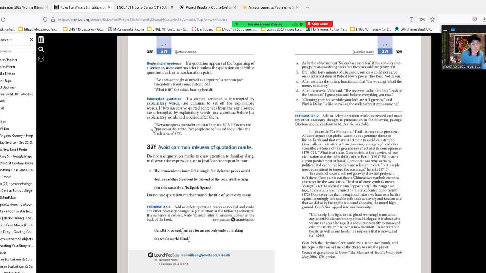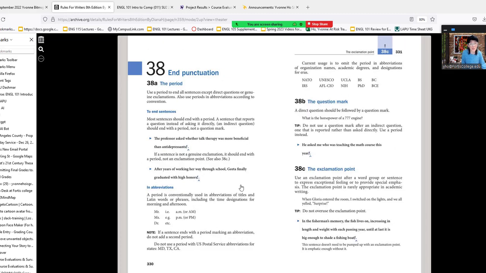So here you have a beginning quotation mark and an ending quotation mark to tell that this is what Bill Enkovich and Tom Rosenthal wrote. Then after that you put a period, and then you have, "yet people are befuddled about what the truth means." So that's how you would use quotation marks.